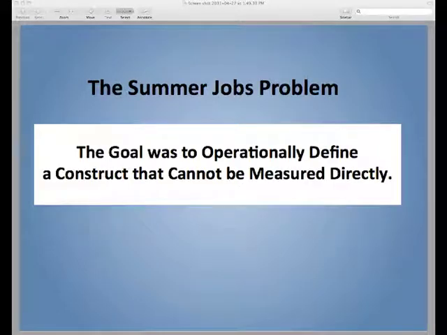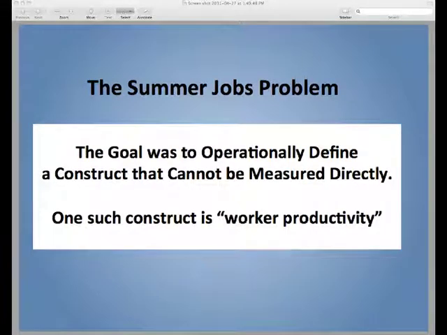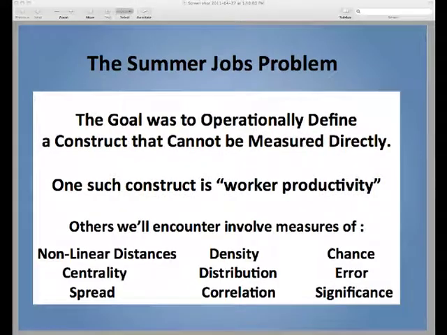In the summer jobs problem, the goal was to operationally define a construct which cannot be measured directly. One such construct is worker productivity. Other such constructs that we'll encounter in this course include measures of nonlinear distances and measures of centrality, spread, density, distribution, strengths of correlation, chance, error, and levels of significance.